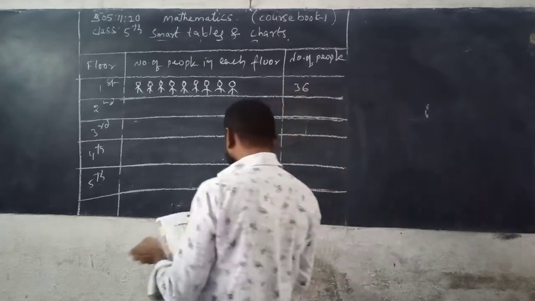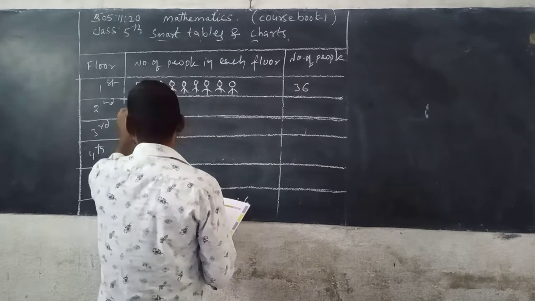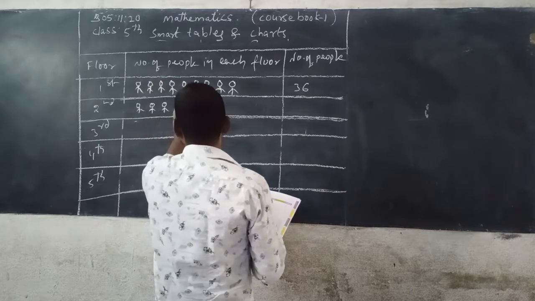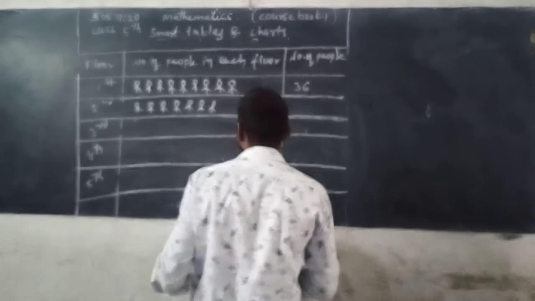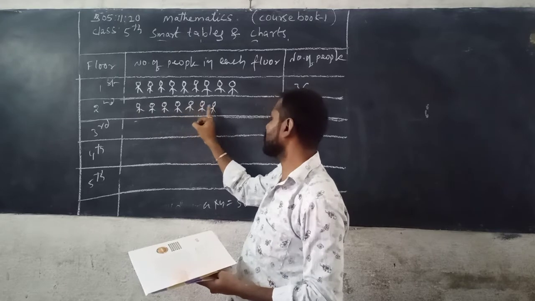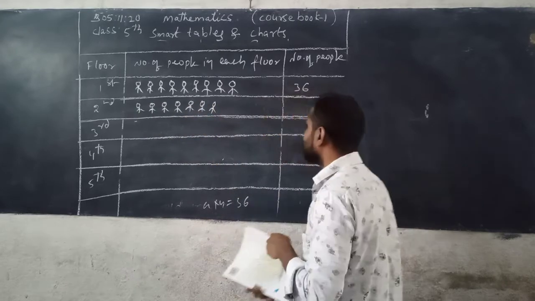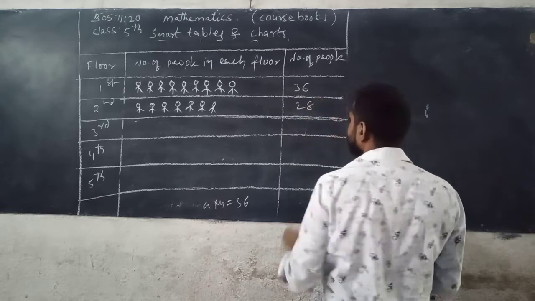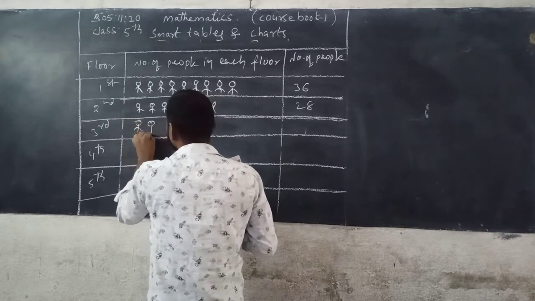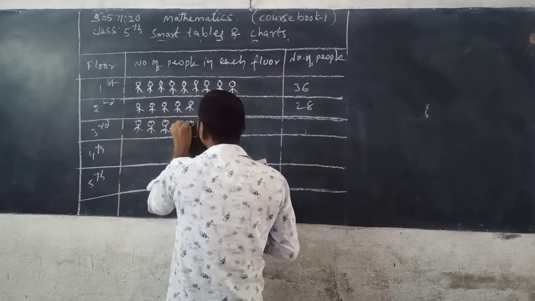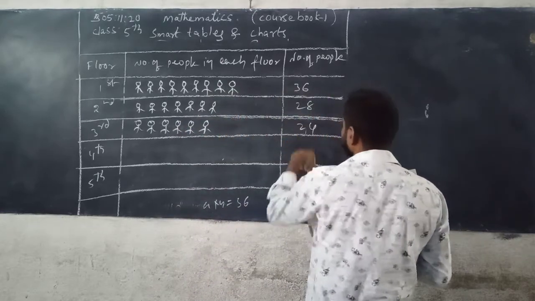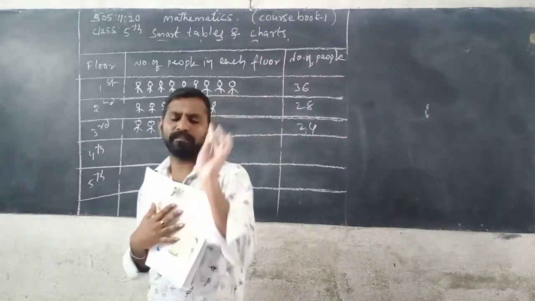Now next, in the second floor, how many persons? 1, 2, 3, 4, 5, 6, 7. So you can find out the total number of people living on the second floor. 7 is multiplied by 4, you can get 7 fours are 28. Now next, third floor, 1, 2, 3, 4, 5, 6 persons. So 6 is multiplied by 4, you can get 6 fours are 24, because one person represents 4 persons.